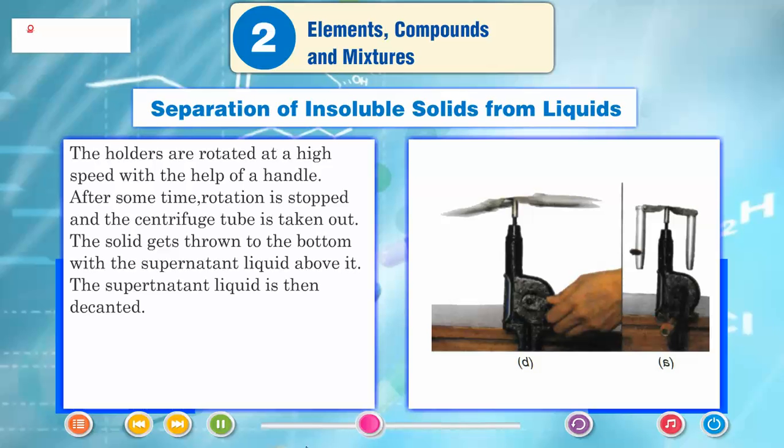After some time, rotation is stopped and the centrifuge tube is taken out. The solid gets thrown to the bottom and the supernatant liquid is above it. The supernatant liquid is then decanted.